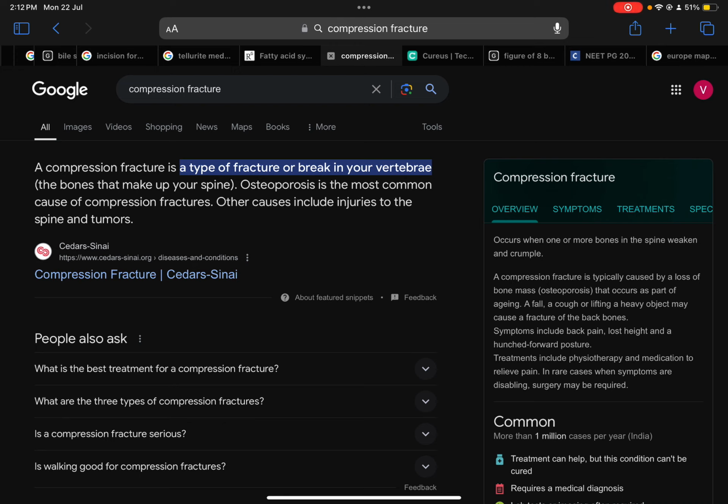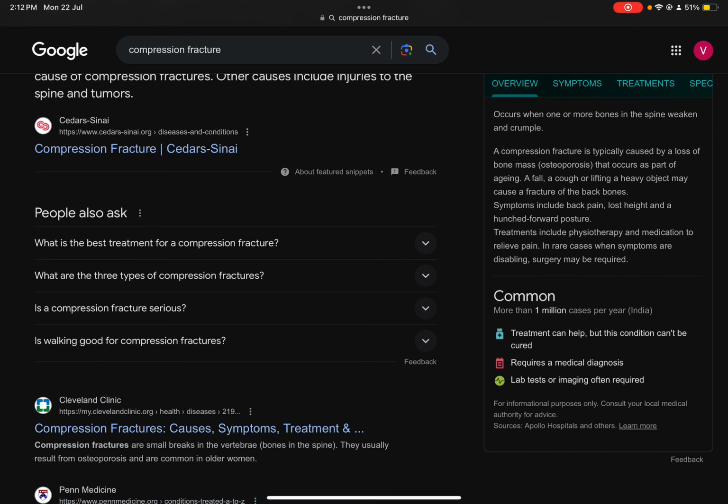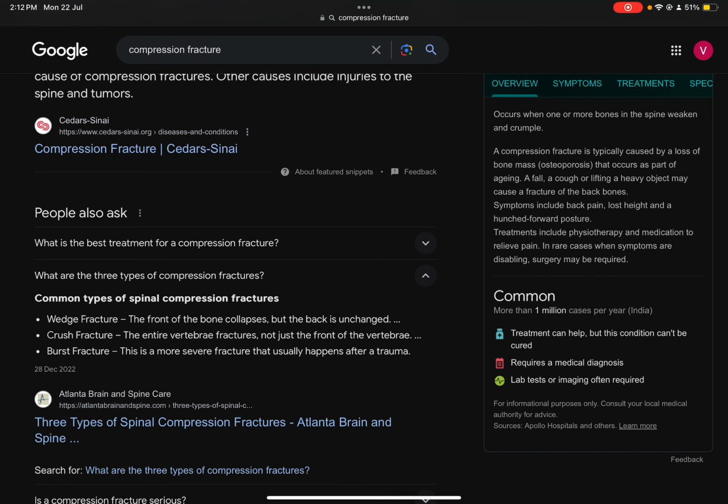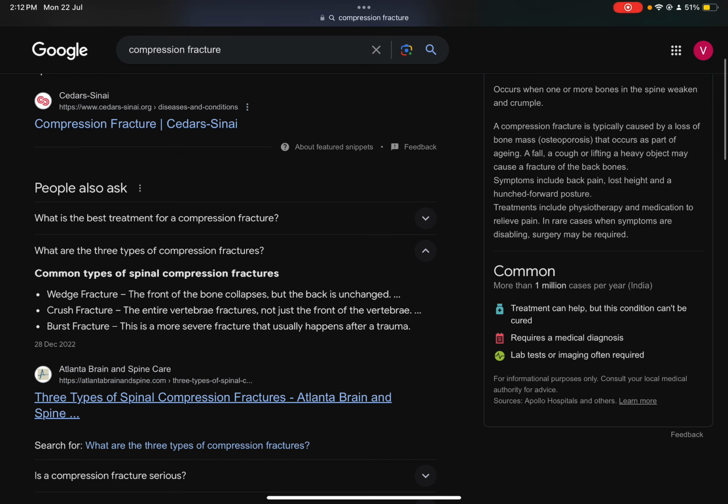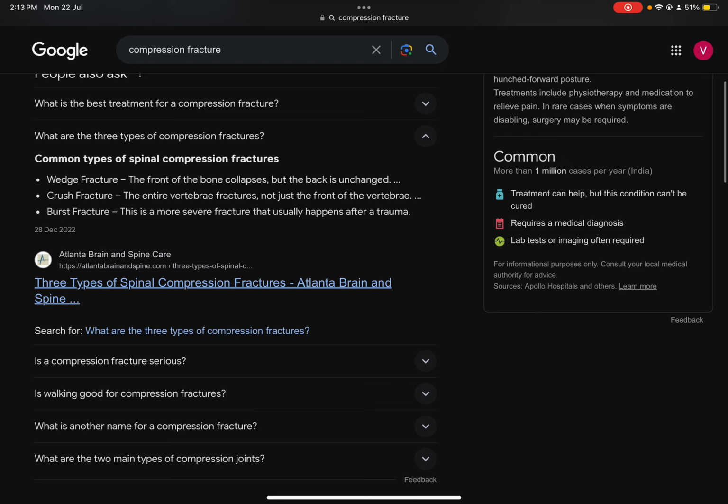A compression fracture is a type of fracture or break in your vertebra, the bones that make up your spine. Osteoporosis is the most common cause of compression fracture. Other causes include injuries to the spine and tumor. The three types of spinal compression fracture are wedge fracture, crush fracture, and burst fracture. Wedge: the front of the bone will collapse, but the back is unchanged. Crush: the entire vertebra is fractured, not just the front. Burst: the most severe fracture, usually happening after a trauma.